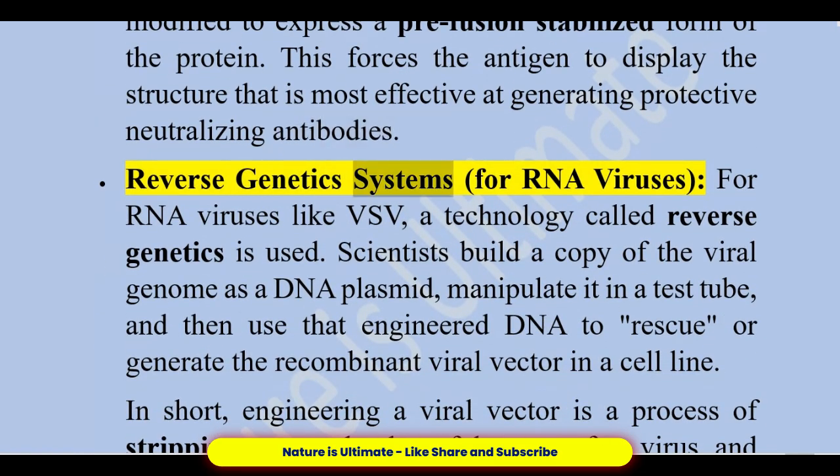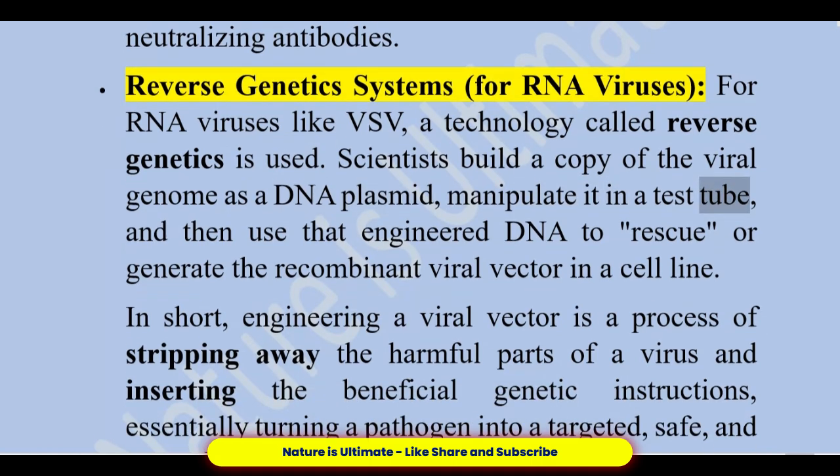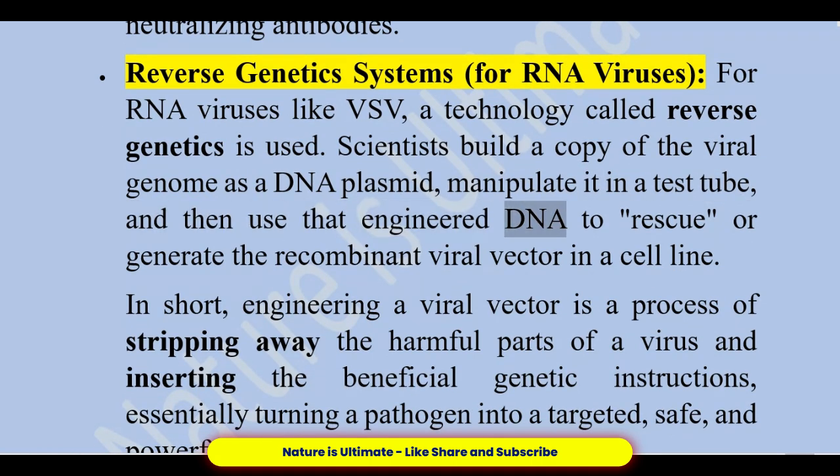Reverse genetics systems. For RNA viruses like VSV, a technology called reverse genetics is used. Scientists build a copy of the viral genome as a DNA plasmid, manipulate it in a test tube, and then use that engineered DNA to rescue or generate the recombinant viral vector in a cell line.